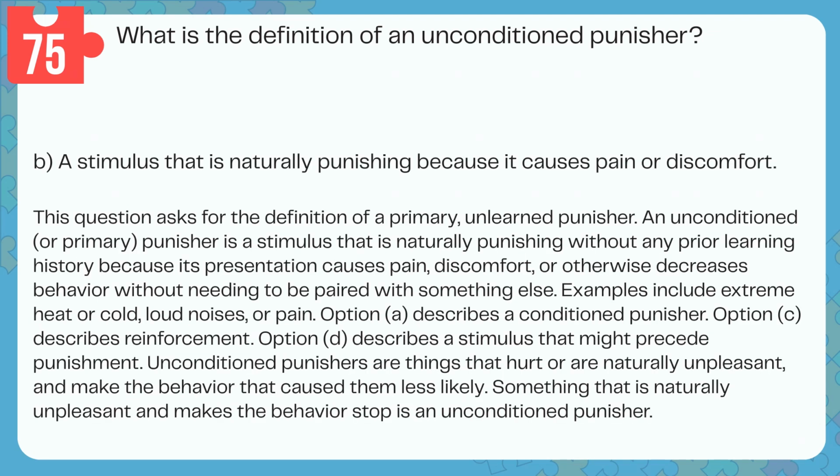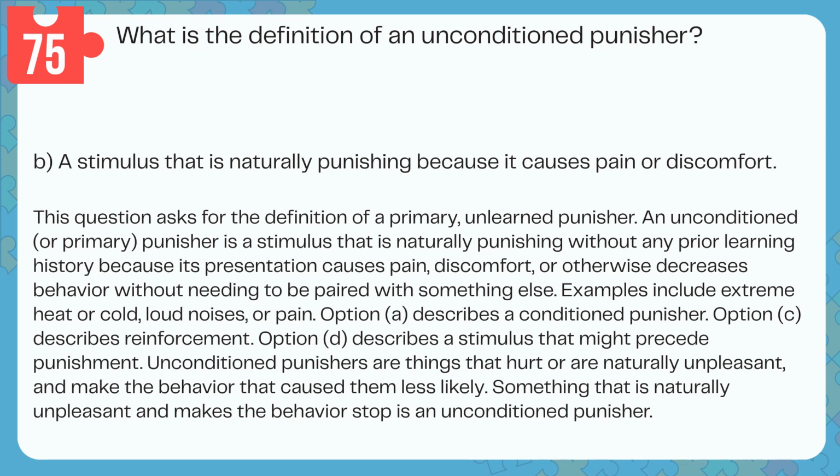Answer: B, a stimulus that is naturally punishing because it causes pain or discomfort. This question asks for the definition of a primary unlearned punisher. An unconditioned or primary punisher is a stimulus that is naturally punishing without any prior learning history because its presentation causes pain, discomfort, or otherwise decreases behavior without needing to be paired with something else. Examples include extreme heat or cold, loud noises, or pain.